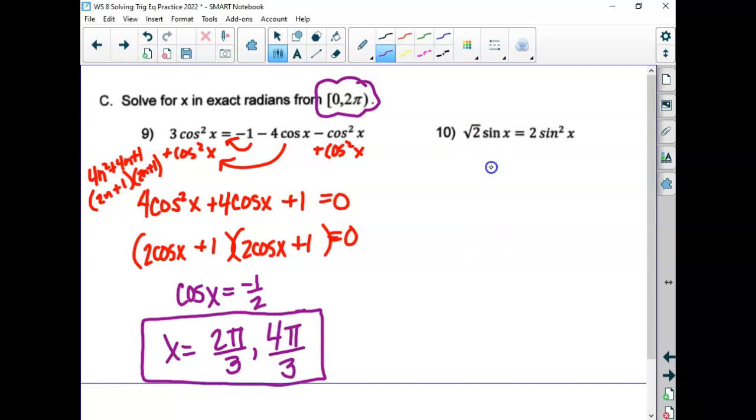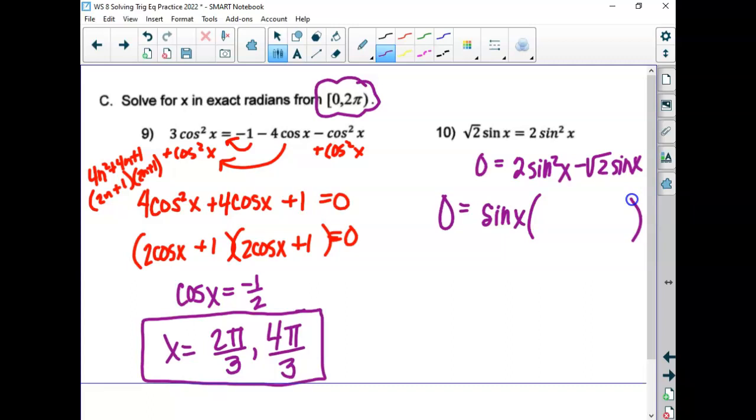Any ideas on 10? What is the thing we can't do that someone might be tempted to do? I tried to make a big deal about, yeah, divide. Remember, we can't divide by a function. You can't divide a sine off both sides because you lose some of the solutions. I guess because I like my squared term to be positive, I would subtract it over that way. So I'd have 2 sine squared minus square root of 2 sine x. And then what would my next step be? I'm not going to finish it, but what could I take out of both of those? Yep. I'll let you finish. But that's the idea on that one.